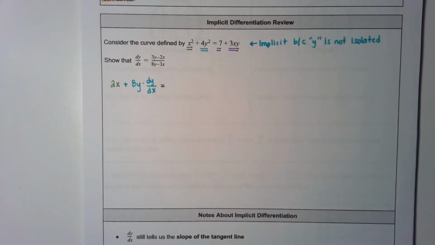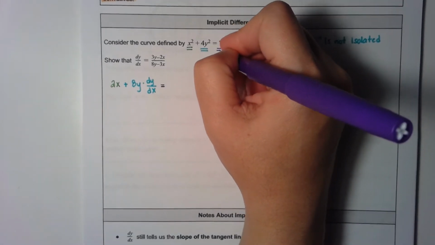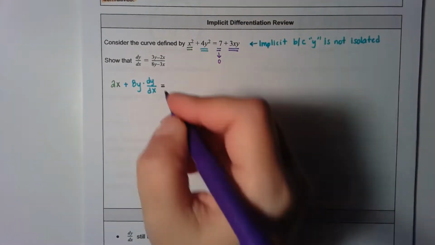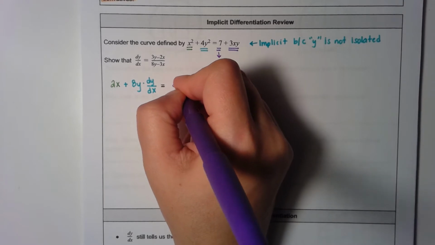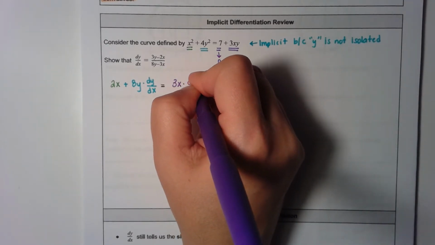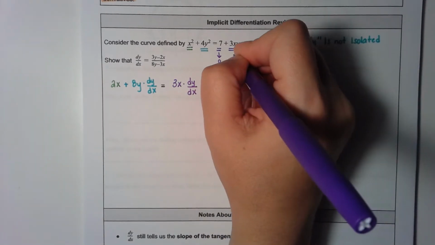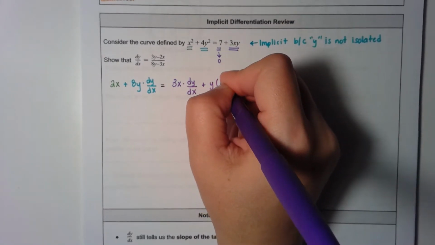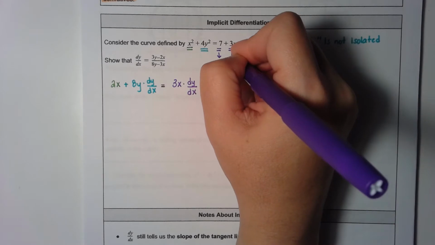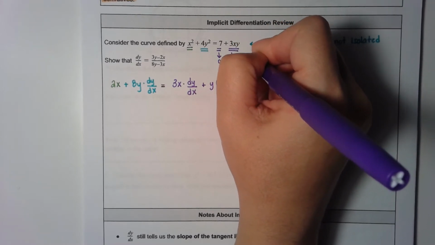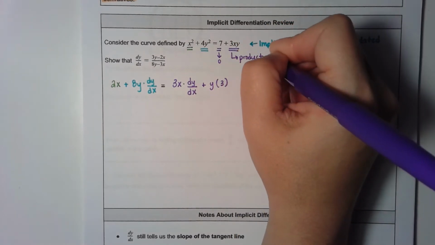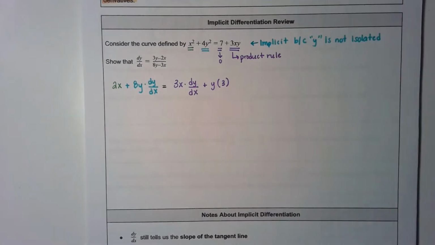Now, in order to do the derivative of 3xy, we're going to need to use product rule. So I'm going to copy the first, which is 3x, take the derivative of the second, which is dy over dx, plus copy the second, which is y, take the derivative of the first, which is 3. So just as a reminder that we need to use product rule to find the derivative of that term.